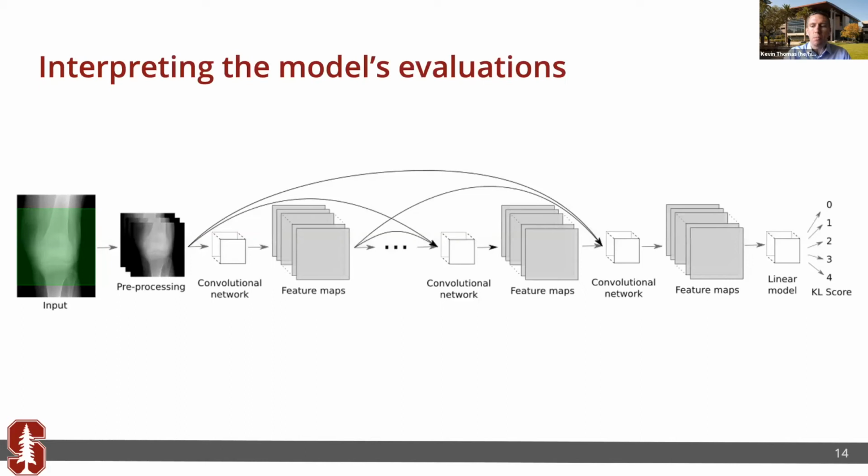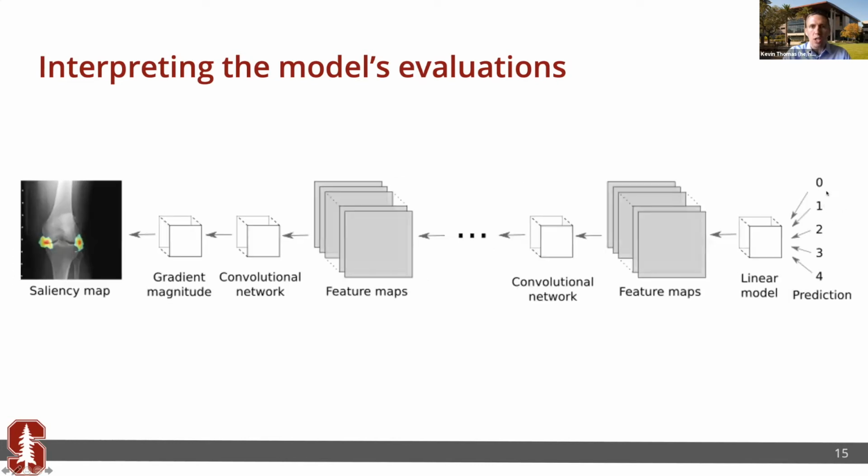Now, after we confirmed that our model is good at assigning Kellgren-Lawrence scores, we wanted to confirm that it's using clinically relevant information to obtain these KL scores. So after we used forward propagation to work our way through the network and process our image through the layers of the model to get a KL score, we then used backward propagation to work our way from its output back to the pixels of the original input image. And this produced something called a saliency map, which can be thought of as a heat map that identifies the relative importance of each pixel in the input image to the model's final prediction.